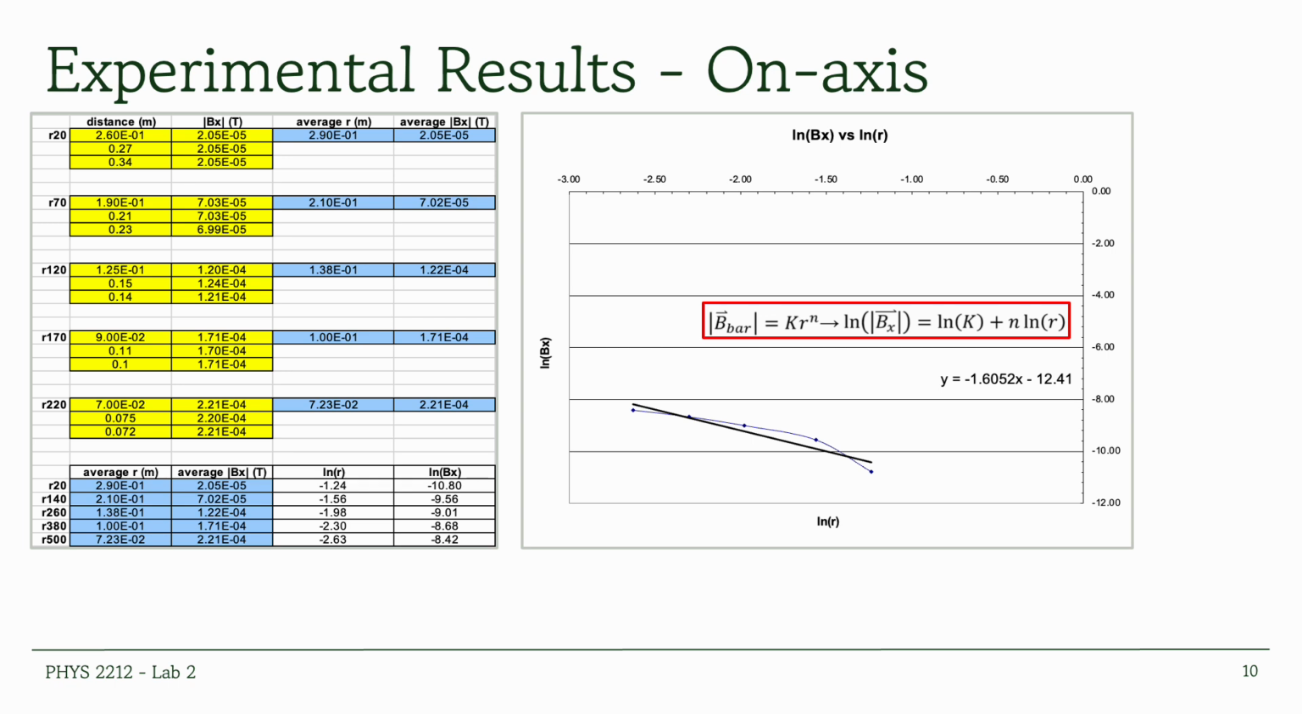Here are the results for the on-axis measurements, where the distance and the magnetic field were measured for different distances, and then that yielded the graph and resulting linear fit equation shown on the right, where through using that distance dependence equation talked about previously, the value of n can be found.